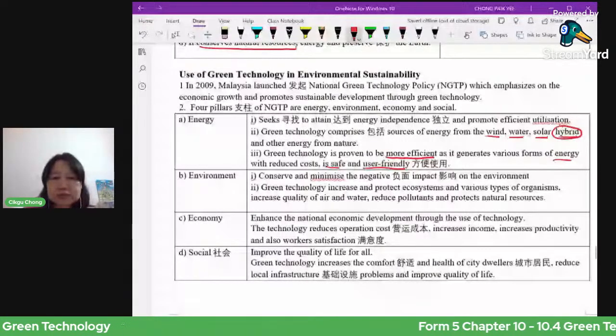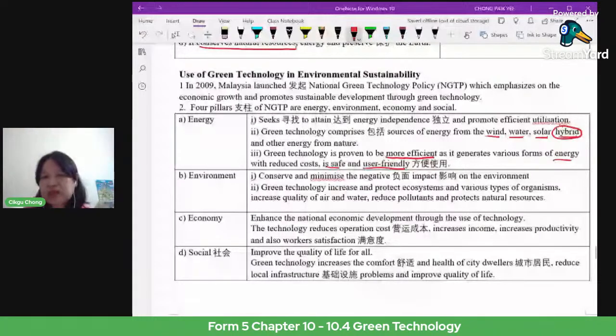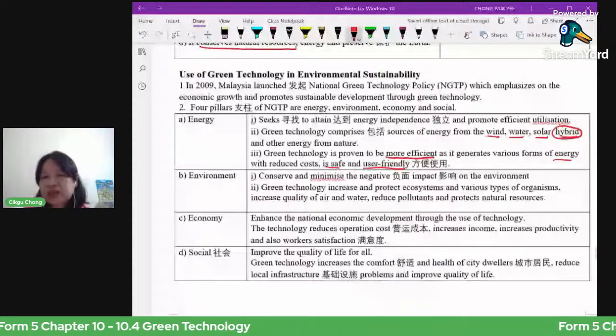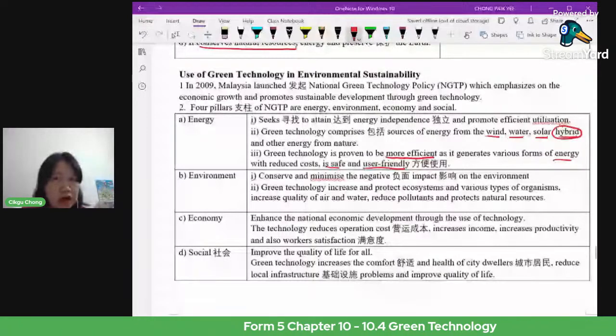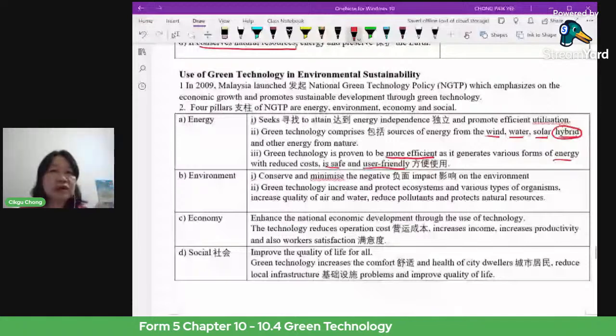Energy reduces operation costs, increases income, increases productivity. That's why we emphasize technology. When it is technology, that means you do the same work, but in a different way, in a shorter time, and with more efficiency and maximum output. Okay, that's what you call technology.